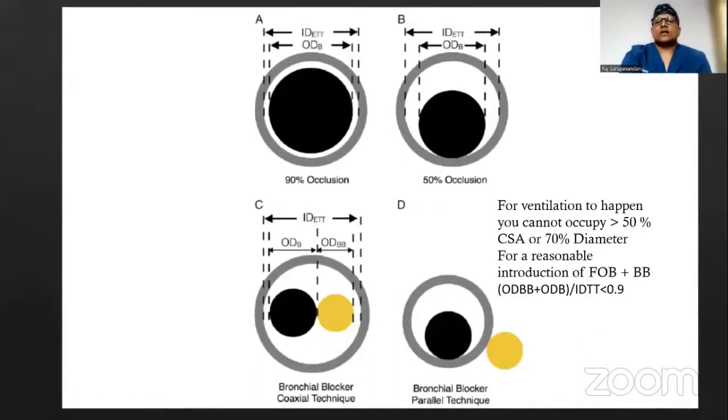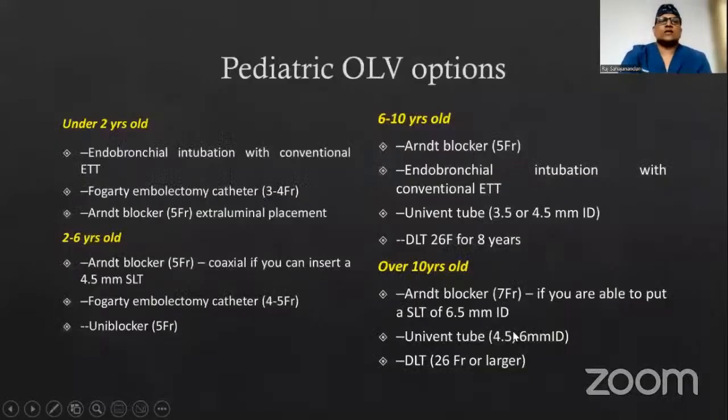For a reasonable introduction of fiber optic and bronchial blocker through a coaxial placement, the combined outer diameter cannot be more than 90%. So if you are in a situation like this where you are going to struggle, you may have to put the blocker outside. Okay, so we'll just see how we can do it.